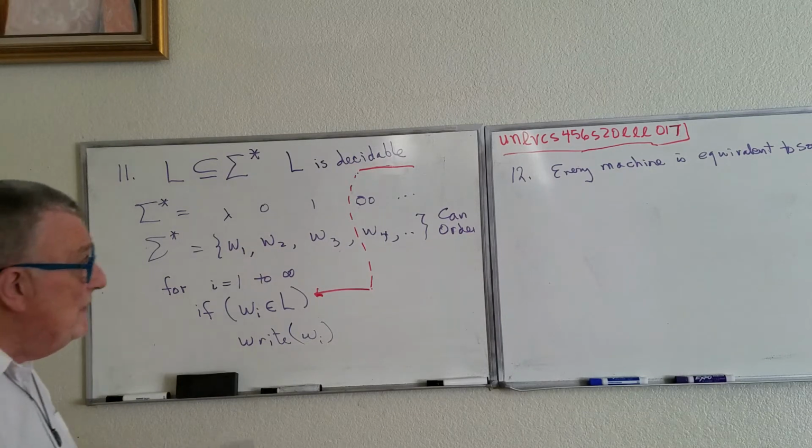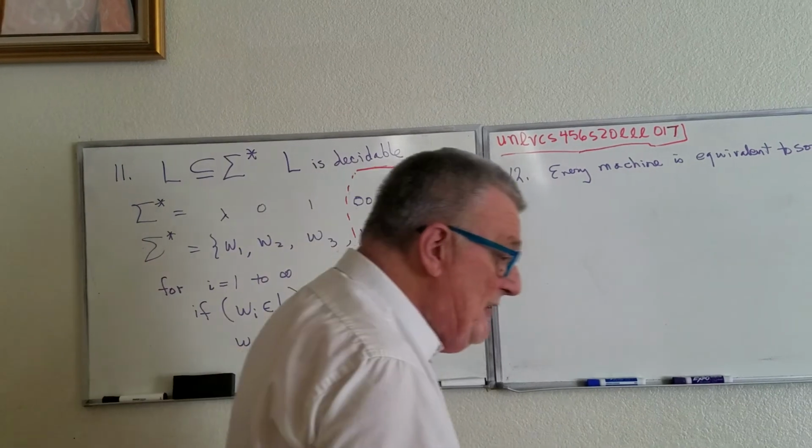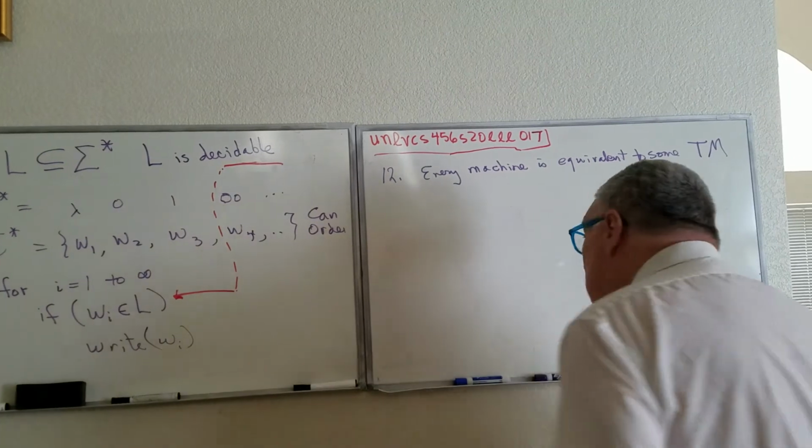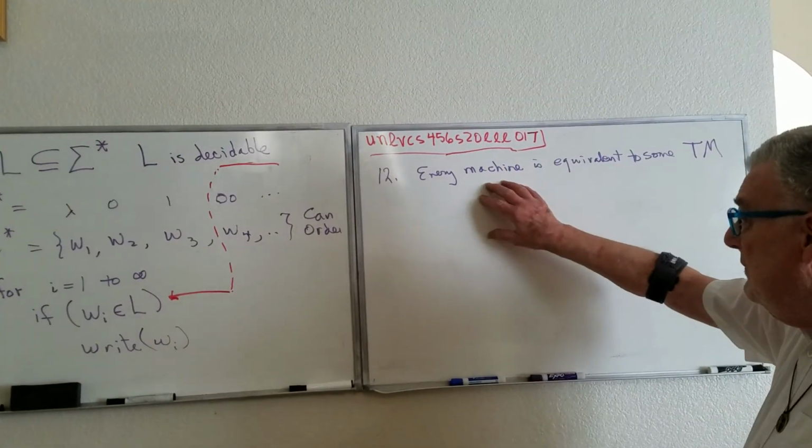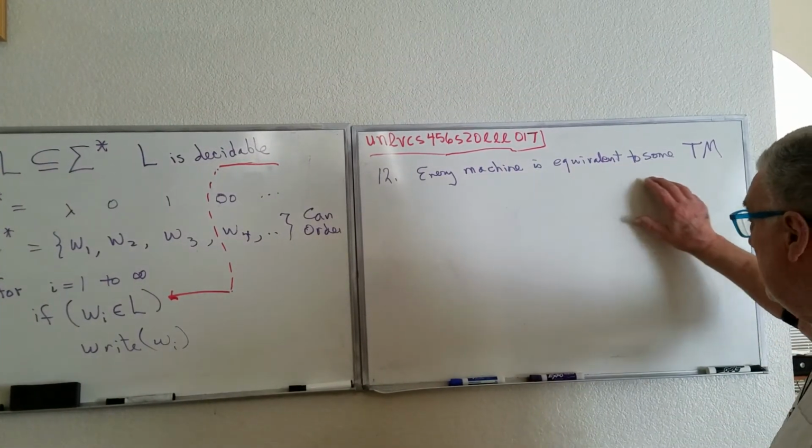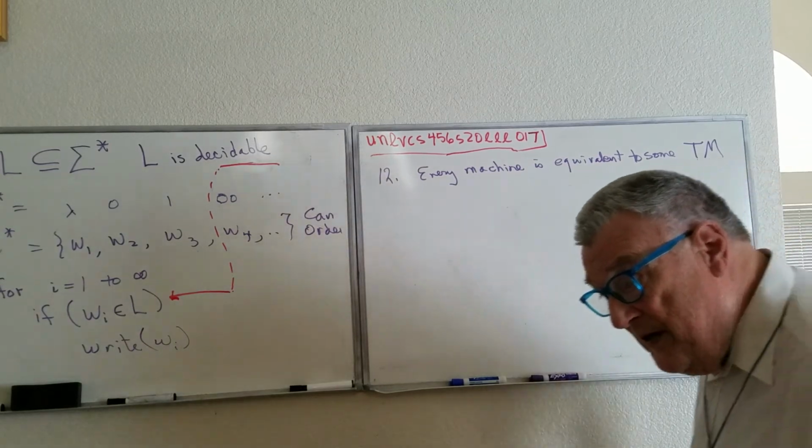All right, now let's look over here. Problem 12: state the Church-Turing thesis. Well, that's very simple. All you have to say is every machine is equivalent to some Turing machine.